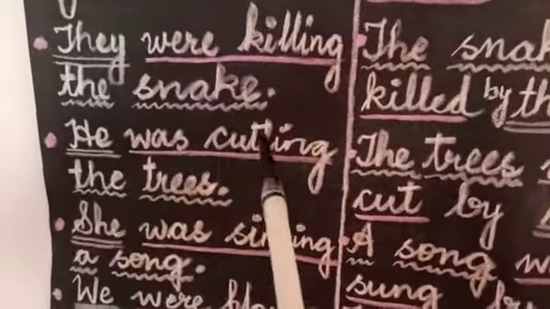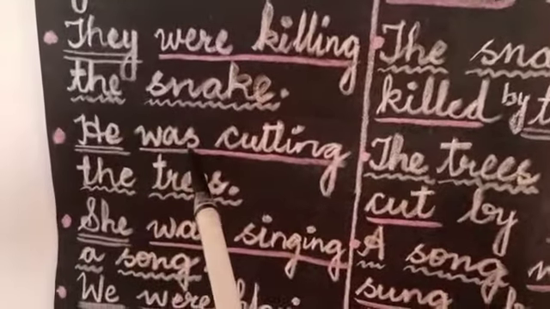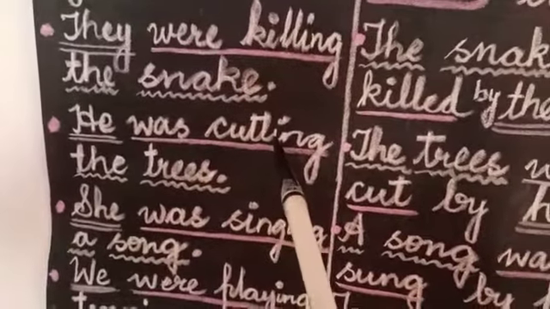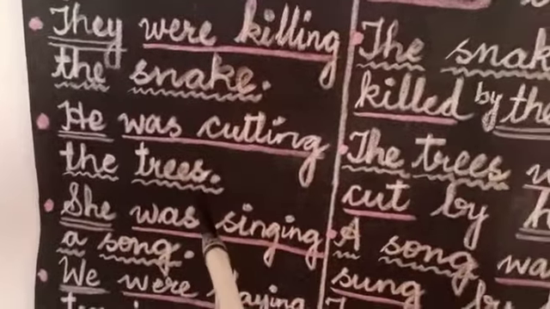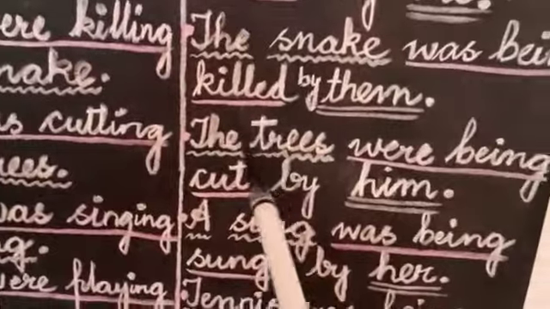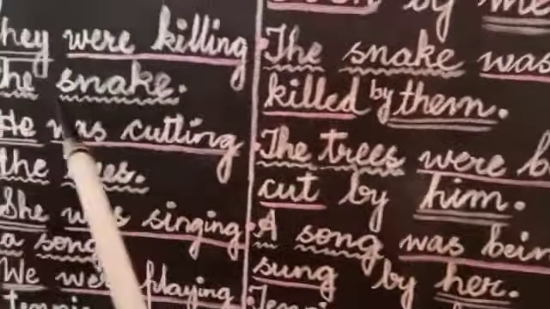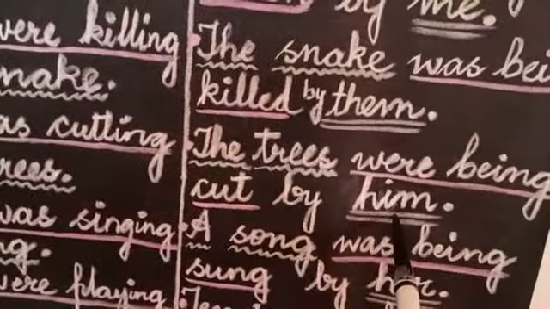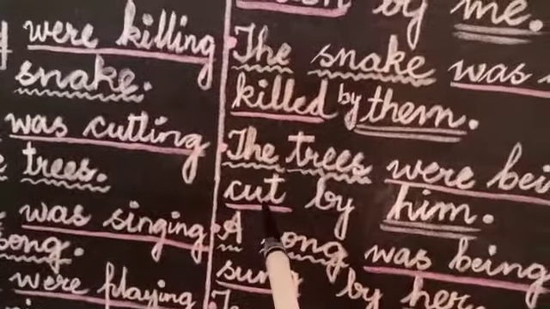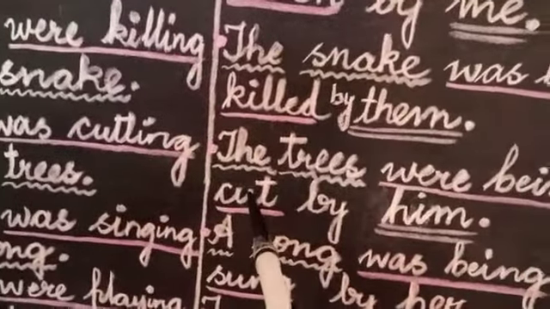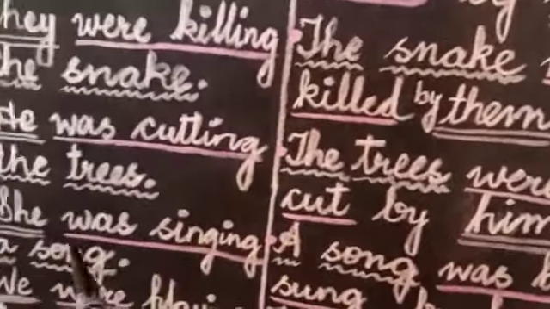He was cutting the trees. He is the subject, was is the helping verb, cutting is the ing form of the verb, the trees is the receiver, the object, okay? Now here it will become the subject. The trees were being cut by him. This he becomes him. This cutting becomes cut, because cut remains the same in all three forms. Cut, cut, cut. We don't say cut, cutted, cutted, okay? It is cut, cut and cut.